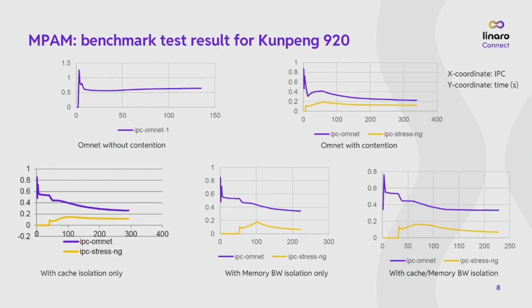Then we add both cache and memory bandwidth isolation to the stress test. It seems to be the same as with memory bandwidth isolation. So this is the benchmark test, which shows that it works, right?